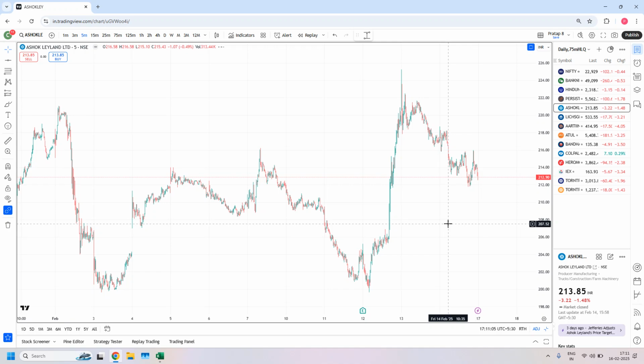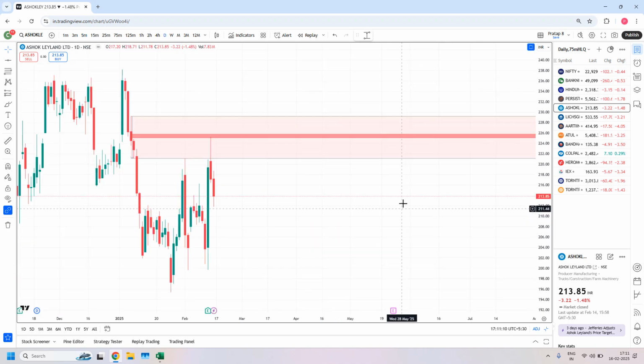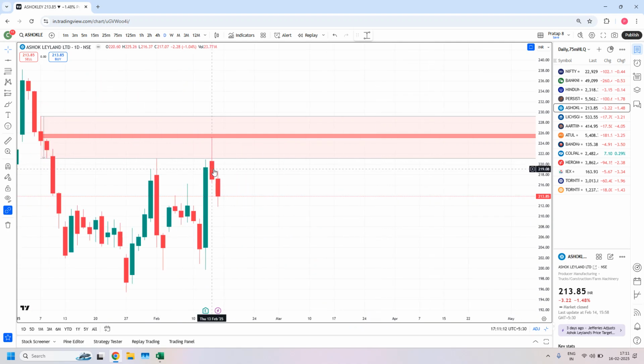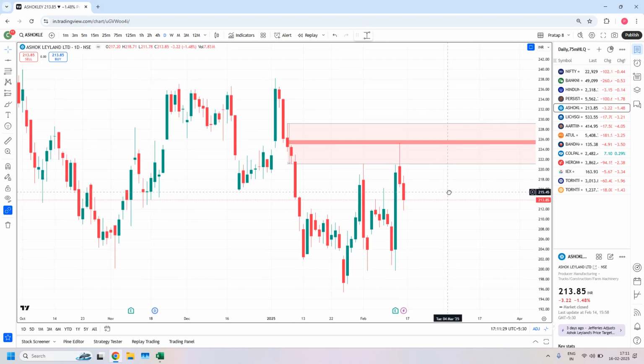Next one is Ashok Leyland. Ashok Leyland, we already got a trade on Thursday. It gave a very good profit. But today anyway prices did not reach. This is a high liquidity zone, an aggressive trade setup. We discussed it in the Thursday video. You are aware of that analysis.